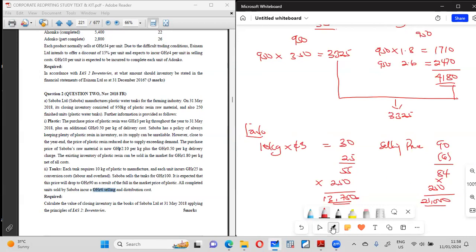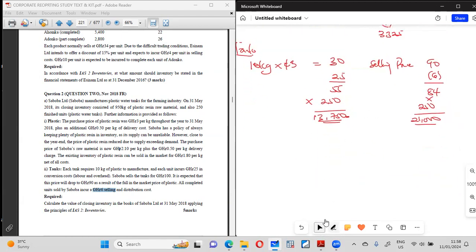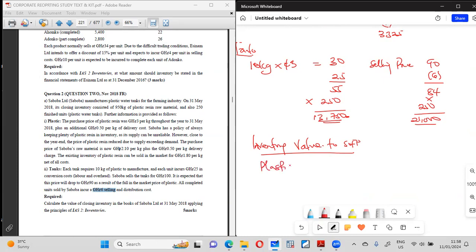Obviously this. So it means that in the end, the inventory value to the SOFP is going to be how much? We have the first one, the plastics, we have 3325. Then we have the tanks. The selected one is 13,750. So we have 13,750 plus 3325.